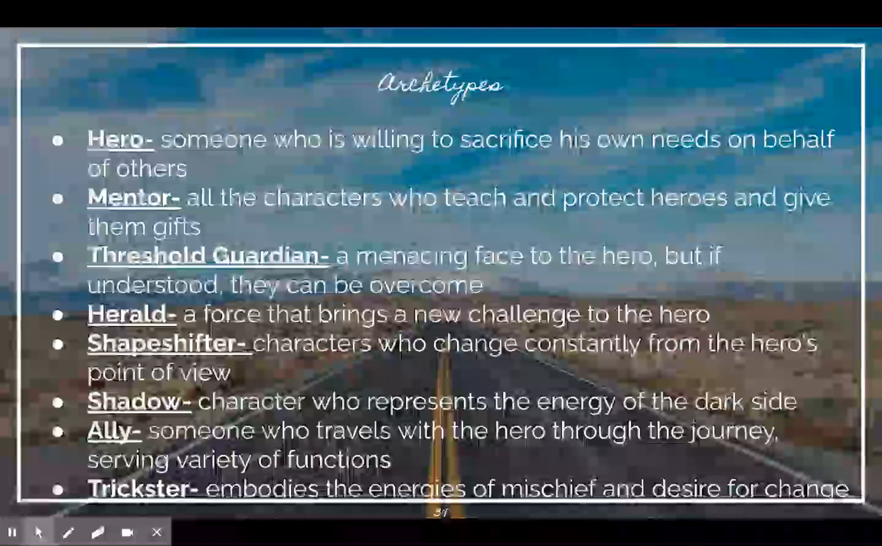So this is sort of like the first thing that the hero has to overcome to cross that first threshold. The herald is a force that brings a new challenge to the hero. Shapeshifters are characters who change constantly from the hero's point of view. So maybe sometimes they're good, sometimes they're bad, sometimes they're helpful, sometimes they're not. Shadow is a character who represents the energy of the darker side. An ally is someone who travels with the hero throughout the journey and serves a variety of functions. And then there's the trickster, who embodies mischief and the desire for change.